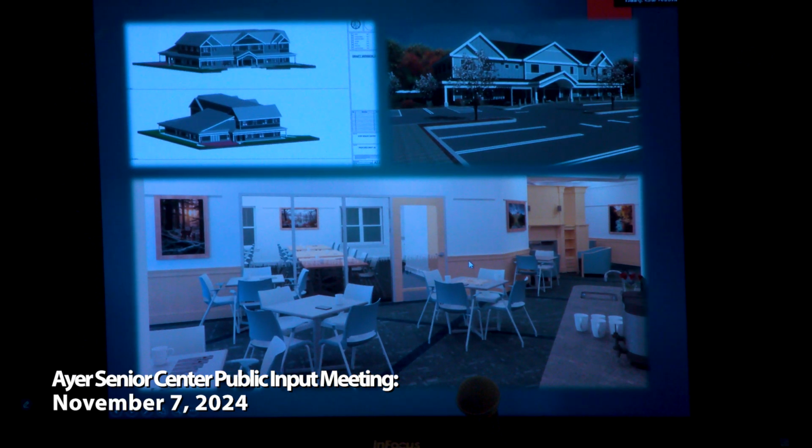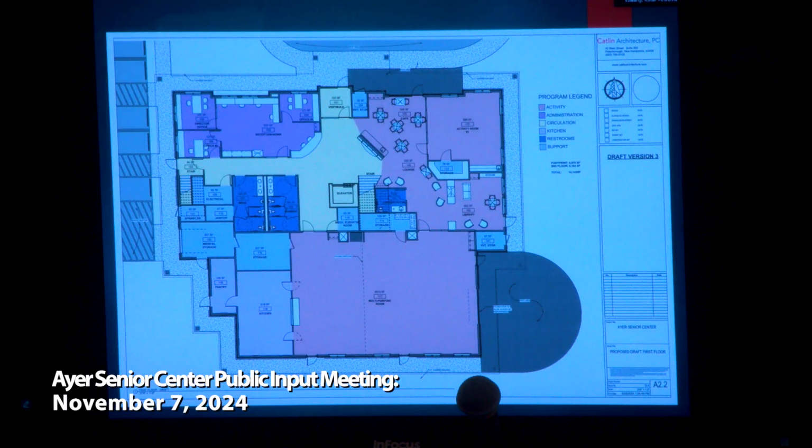So now this is the fun part. What would it look like? You can see here some exterior renderings, as well as an interior one. We've proposed a 14,000 square foot building on two levels that we really think is going to meet the current and future needs of the older adults here in town.